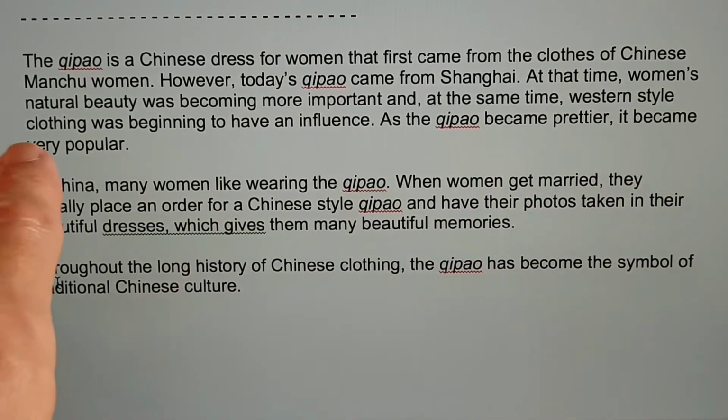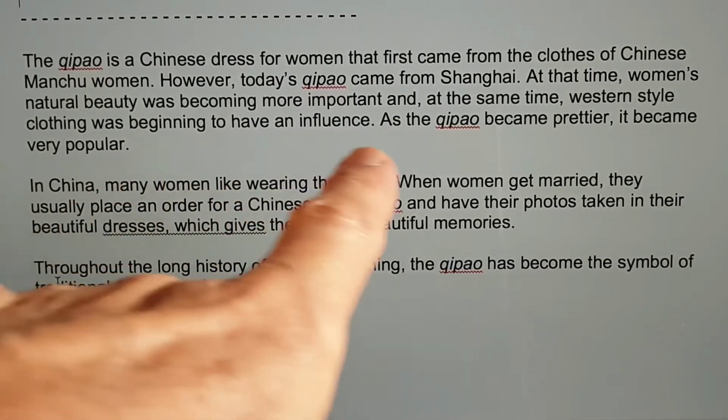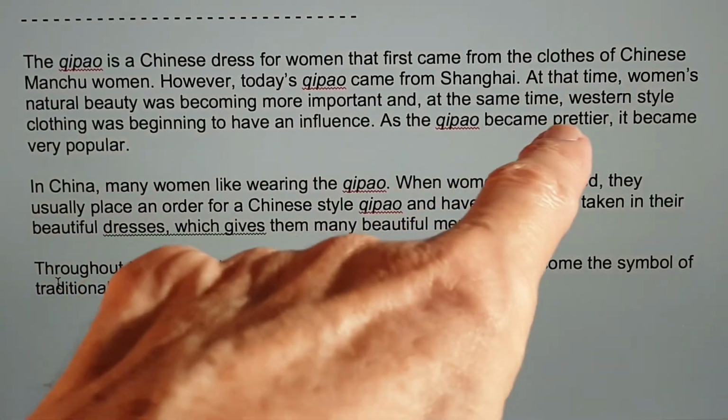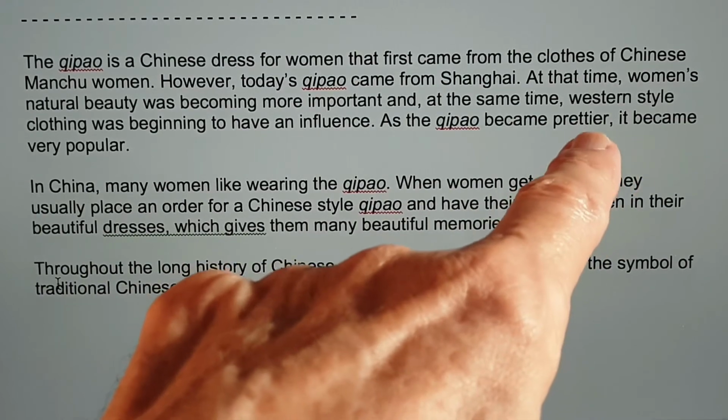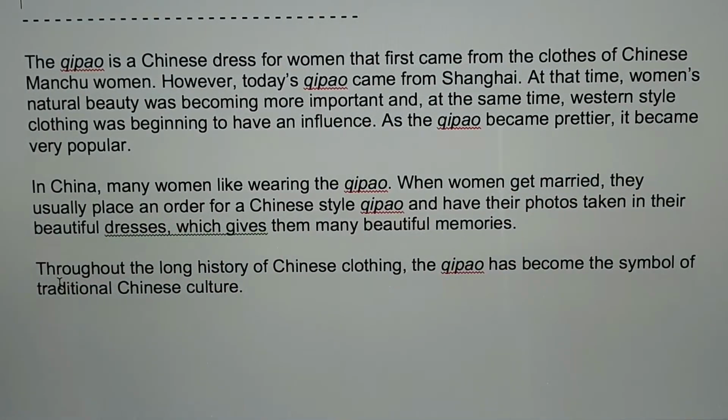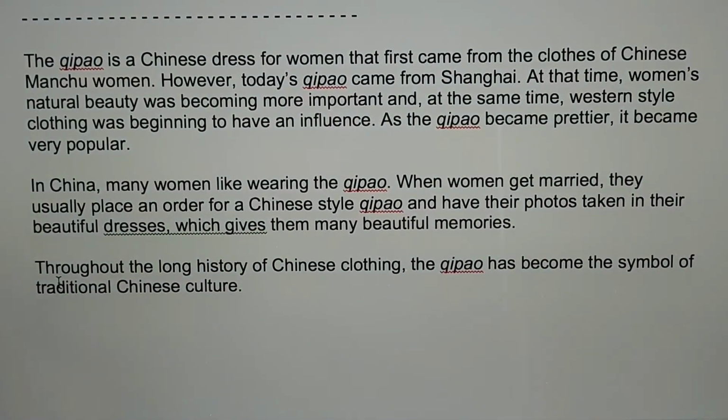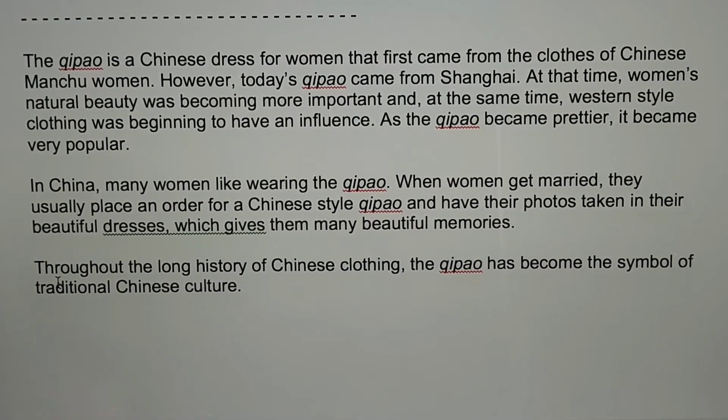At that time, women's natural beauty was becoming more important, and at the same time, Western-style clothing was beginning to have an influence. Now there, I think we've got 2 or 3 sentences all in one, which makes it much nicer. Last one, oh yeah, as the qipao became prettier. So we've changed the word nicer and made it prettier. You could say, as the qipao became more beautiful. Just a different word than nicer.